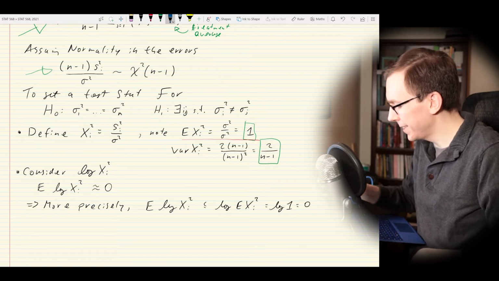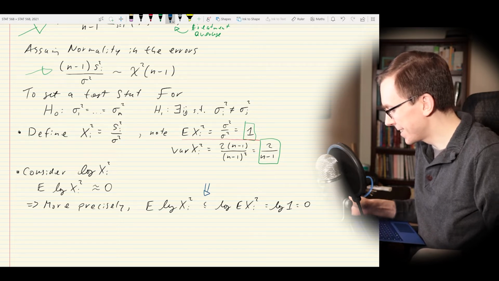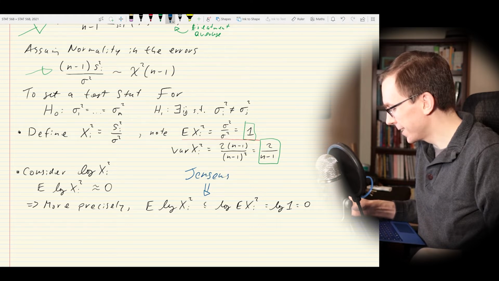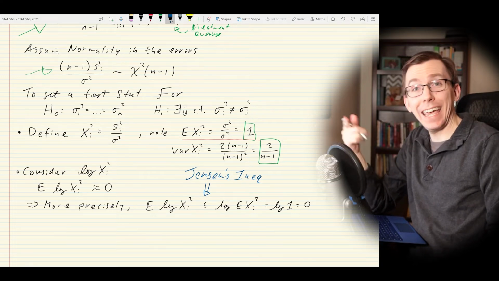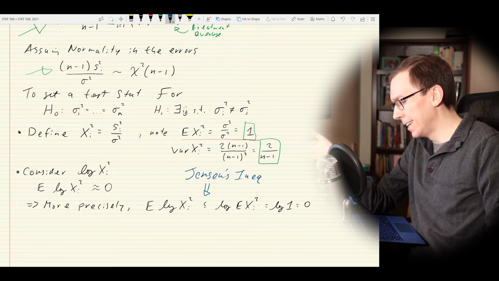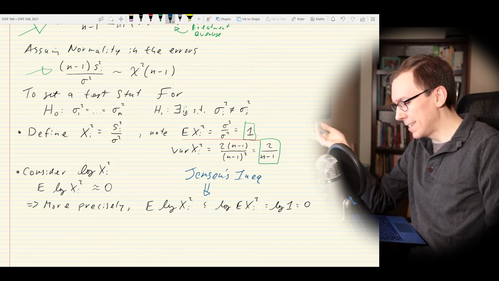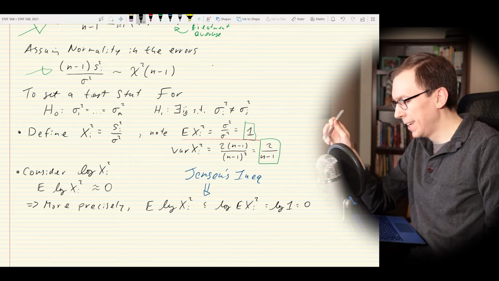This inequality comes from one of my favorite tools in statistics and probability theory. It's Jensen's inequality, based on the fact that log is a concave function, not a convex, concave function. You can take it out of the expectation. So actually, it turns out that this expected value is less than or equal to 0, not approximately 0.